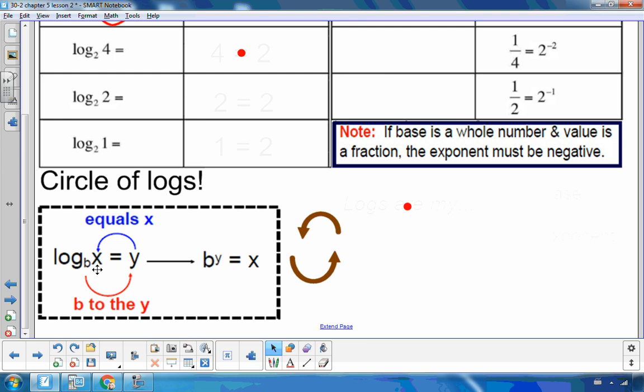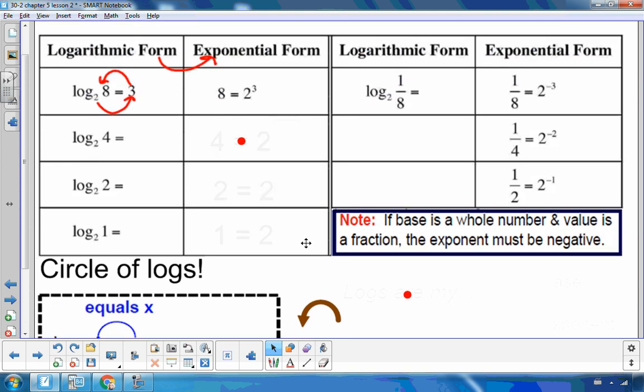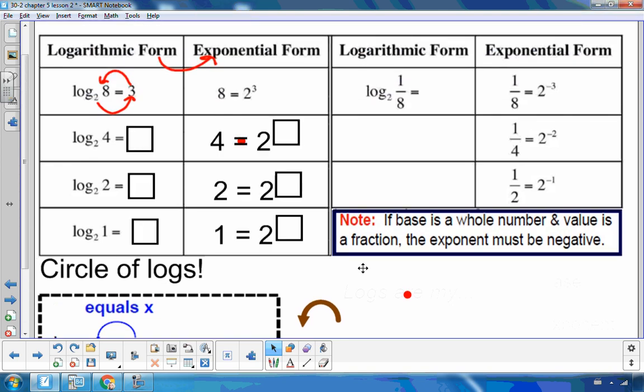So we've seen why that works graphically, so let's now apply it. For example here, I can switch between log and exponential form. Log base 2 of 4 equals what? Using the circle of logs, I can figure that answer out. 2 to the exponent of that equals 4. So 2 to what exponent gives me 4? Well, 2 squared gives me 4. So that means that log base 2 of 4 has a value of 2.